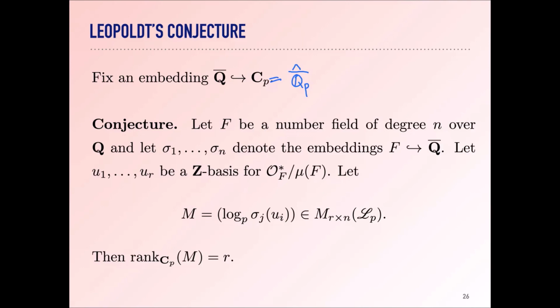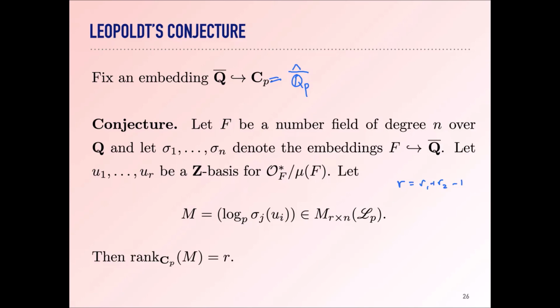It has degree n, and I denote the n embeddings of F into Q bar by sigma 1 through sigma n. And now let's take a basis for the unit group modulo its torsion, which is the group of roots of unity. So this is a finitely generated free abelian group of rank r, and r is r1 plus r2 minus 1 in the usual notation, r1 and r2 being the number of real and complex embeddings, respectively.